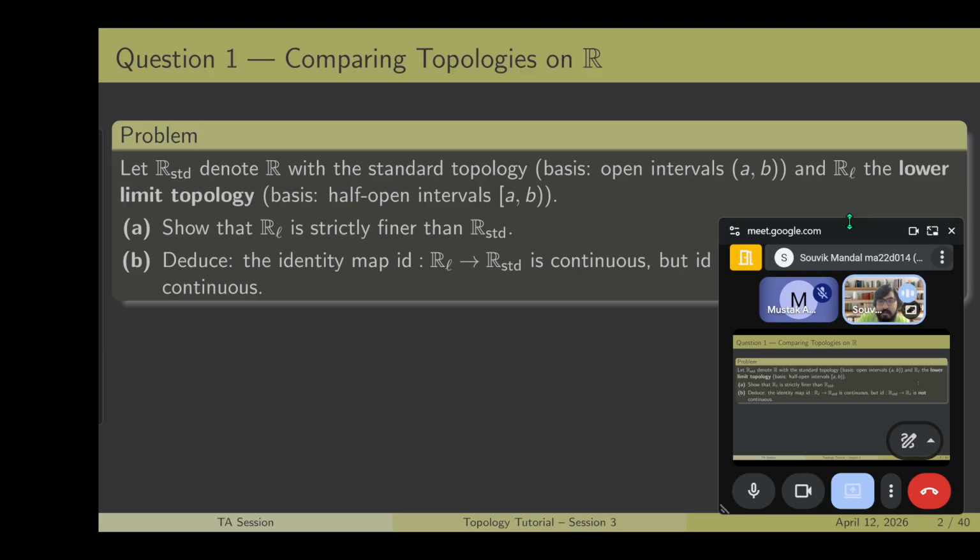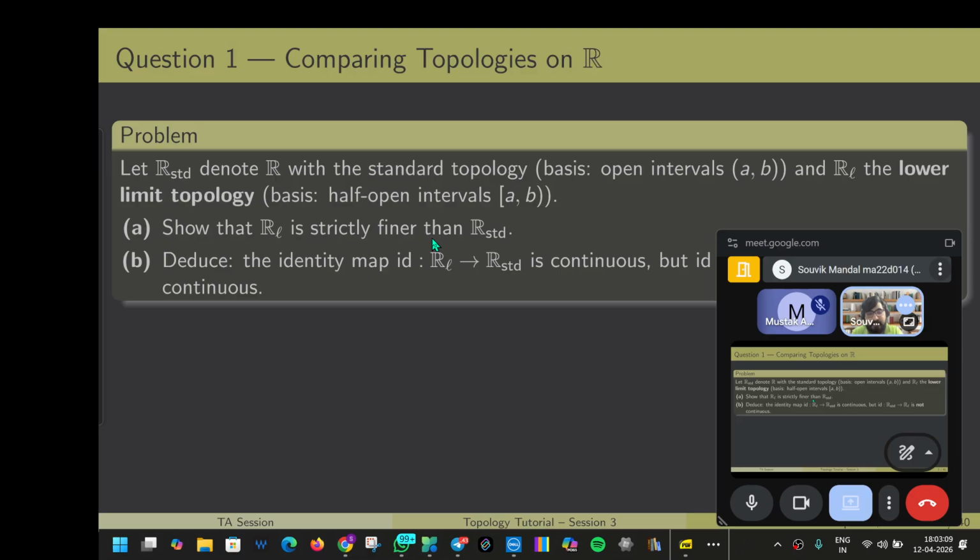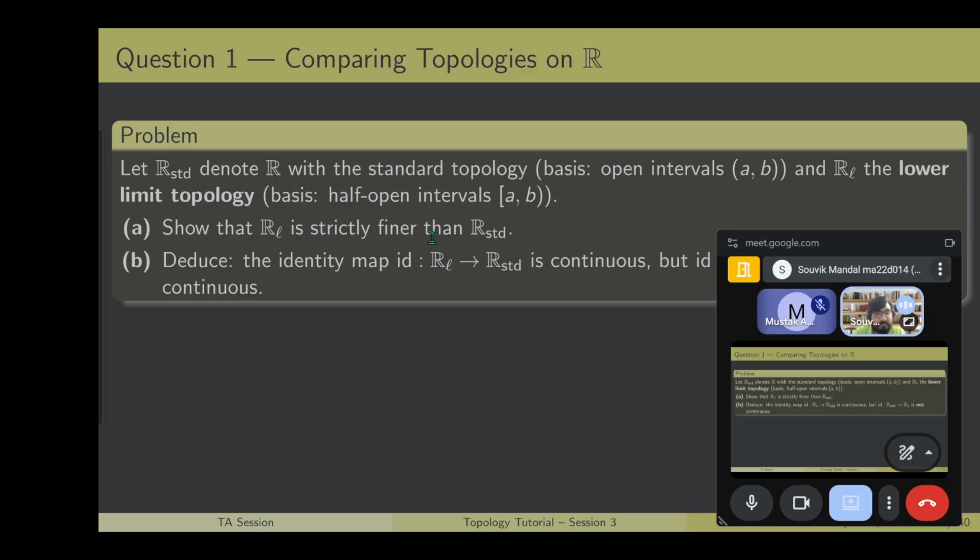R standard denotes R with the standard topology and R lower limit denotes R with the lower limit topology. Show that the lower limit topology is strictly finer than the standard topology. And from this show that the identity map from R lower limit to R standard is continuous, but the identity map from R standard to R lower limit is not continuous. It's a simple problem, basically an application of basic definitions from first principles. So please try to do it by yourself.